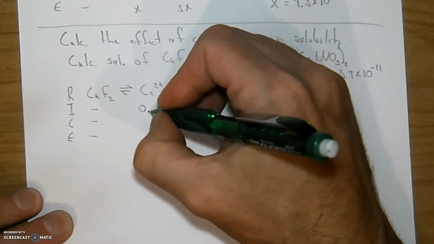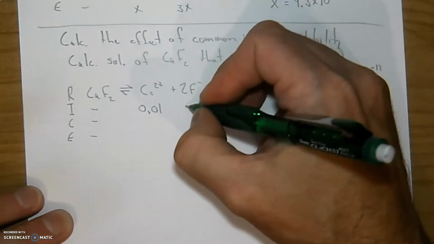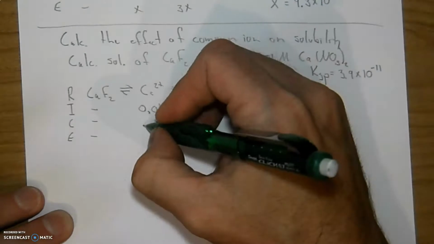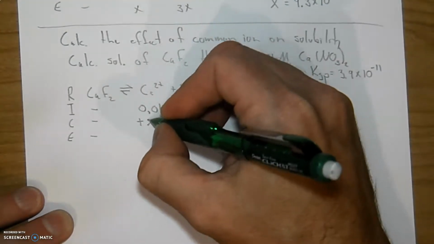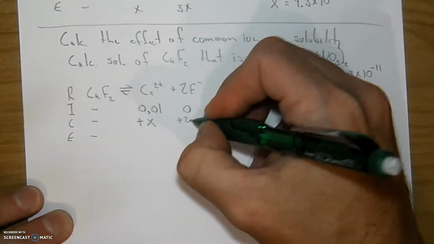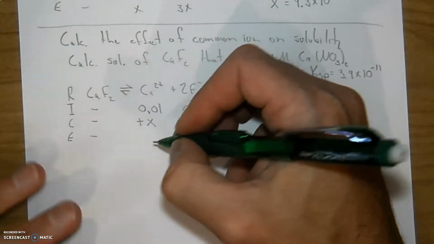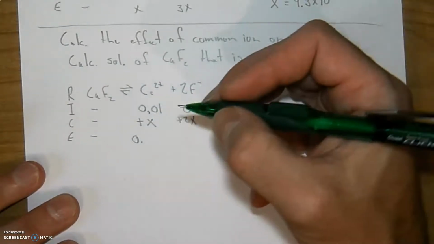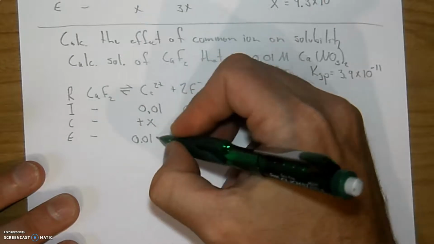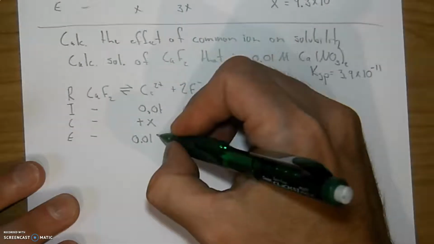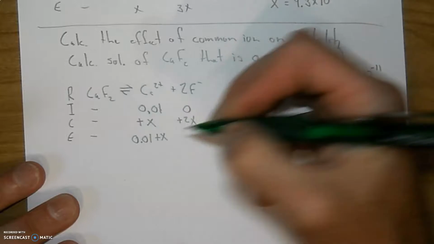And I do know how much this is. Initially, I don't have any of this, but when the calcium fluoride goes into solution, it's going to produce 1 part of this and 2 parts of that. And I am going to write down as far as the value for this. I'm not going to say it's insignificant. It's right there. So we are going to add some X amount to it, but we'll come back around.